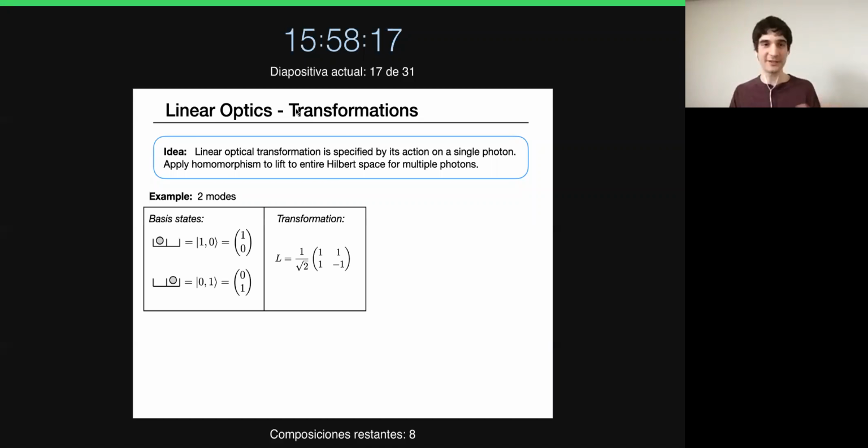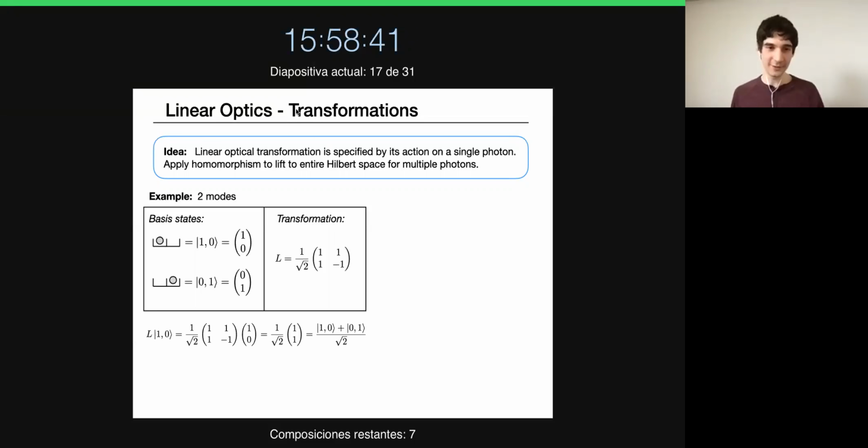So I'll give you an example of what that looks like. Here's a state that has 2 modes. There's only 2 basis states, right? There's the state that has 1 photon in the first mode, and there's the state that has 1 photon in the second mode. All right, so these are our 2 basis states. And we're going to apply this transformation L. This happens to be the Hadamard transformation to these basis states, and let's just see what happens, right?